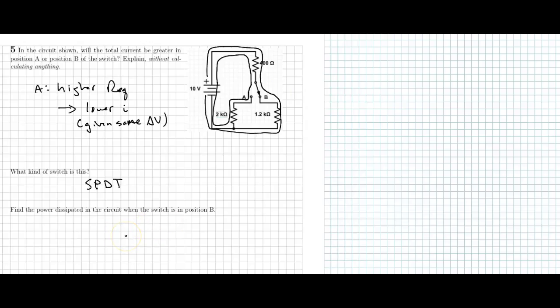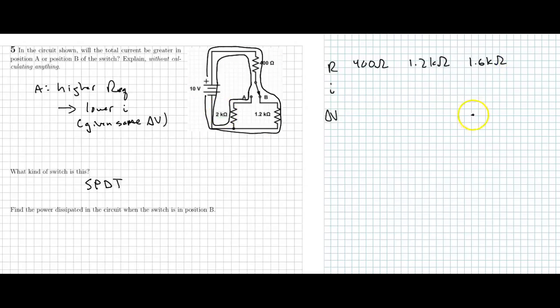We want the power dissipated when the switch is in position B. If the switch is in, we can do the whole chart. So I guess I'll set up the chart. We don't need to actually solve the whole thing, but we can set it up. So we have a 400 ohm resistor, we have a 1.2K resistor. I'm not going to put the other one in because no current flows through it, so it's like it's not even there. Now those two are in series, so the total resistance will be 1.6K ohm.